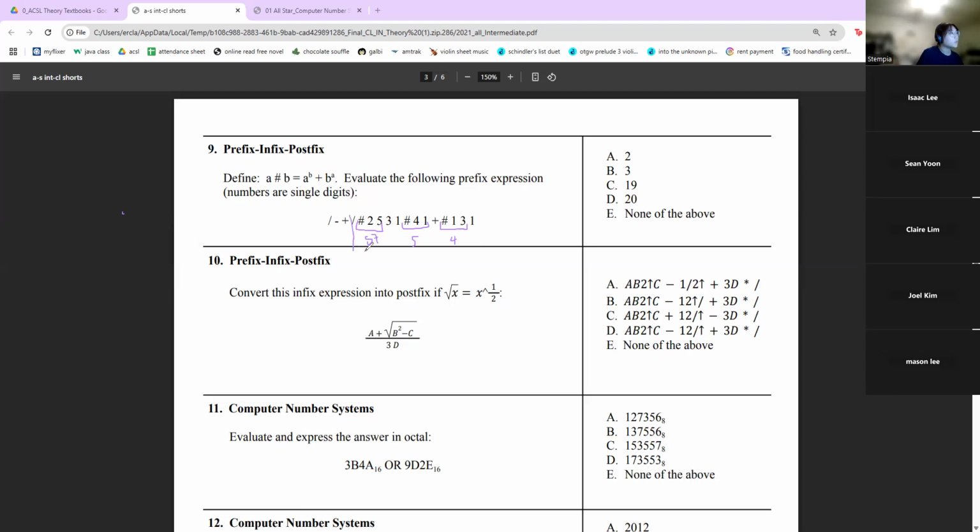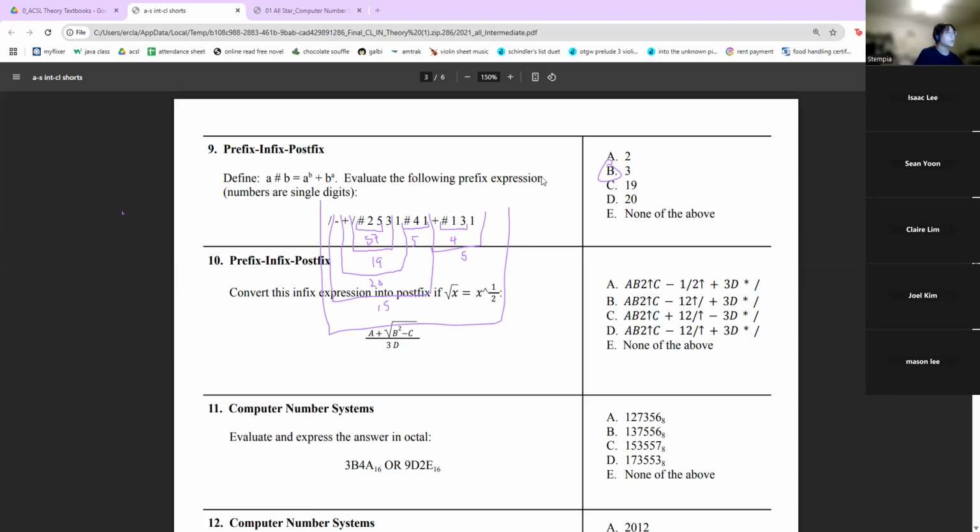We have a division 57, 3. We have a plus 4, 1. This one's going to be 5. That one I can do. 57 divided by 3 is going to give us a grand quotient of 19. And we keep going. We have a plus 19, 1, 20. And we have minus 25 to give us 15. And finally, division 15, 5 to give us a grand final answer of 3. The answer to this is going to be B.